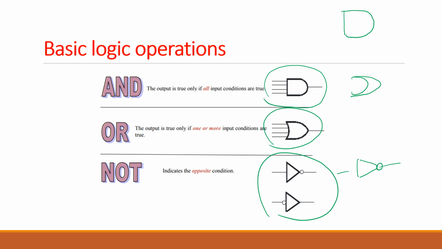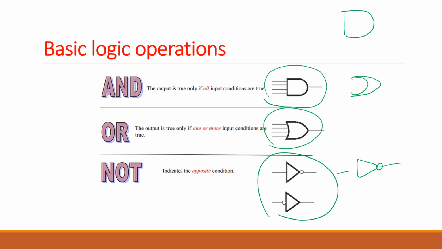No, it's both the same. Both the same, yes. So we can use either of them, they are both the same. Okay. So in AND gates and OR gates, we can have many inputs and we get only one output, but in the NOT gate we have only one input and one output.